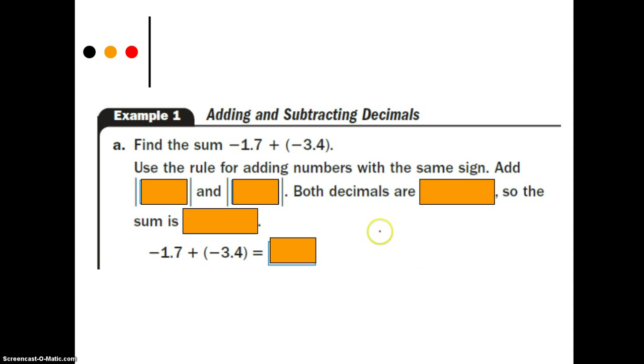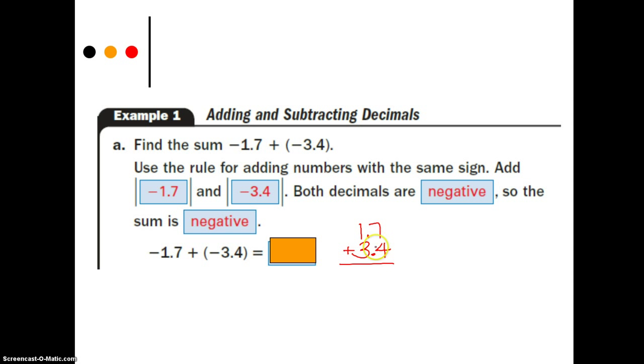Find the sum. First of all, the rule for adding numbers with the same sign is you just add the absolute values of those two numbers. Both decimals are negative, so the sum is also going to be negative. So let's line up the numbers, and just add. Bring down the decimal. And remember, it's a negative answer.